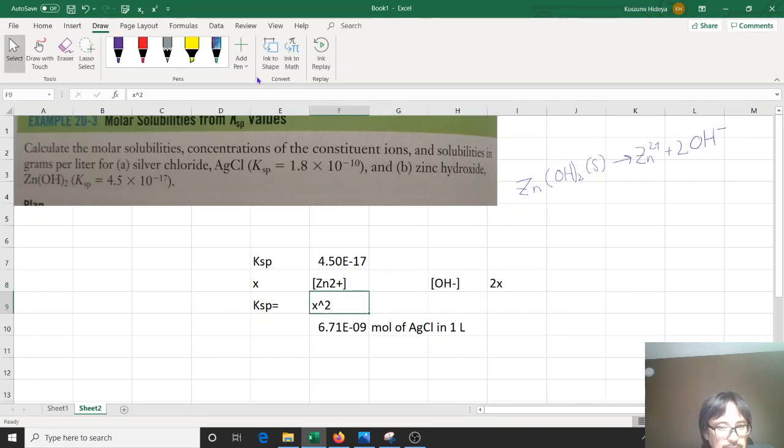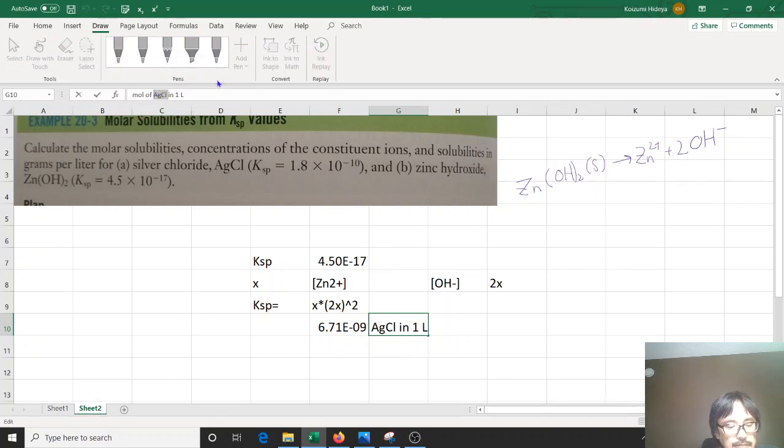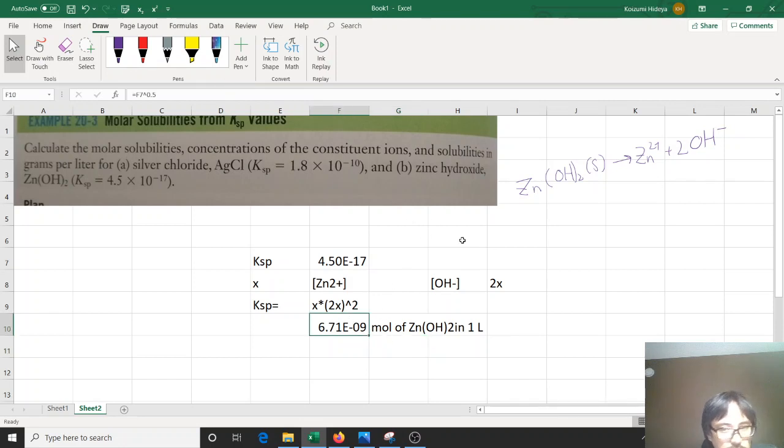So what is the Ksp? Ksp is x times 2x squared, which is 4x cubed, right? To solve for x right here, because that's going to be the number of moles of zinc hydroxide that can fit into this 1 liter of water, right?